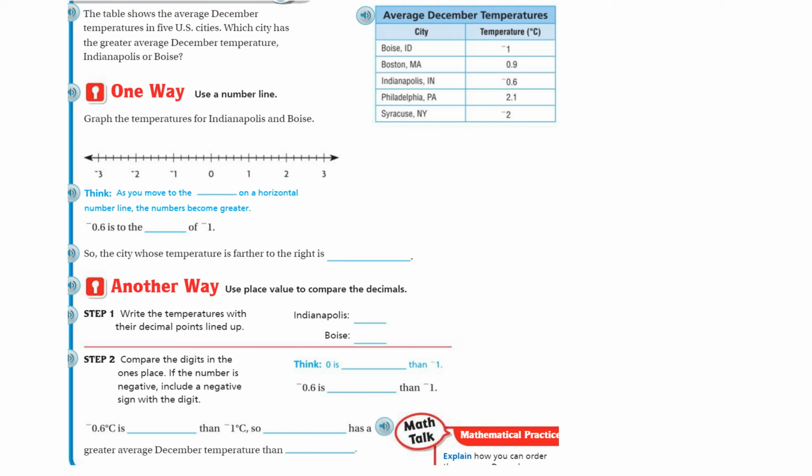The table shows the average December temperatures in 5 U.S. cities. Average December temperatures in 5 U.S. cities. So here is our table over here. It's giving us that information. And our question: which city has the greater average December temperature, Indianapolis or Boise? So we're comparing.